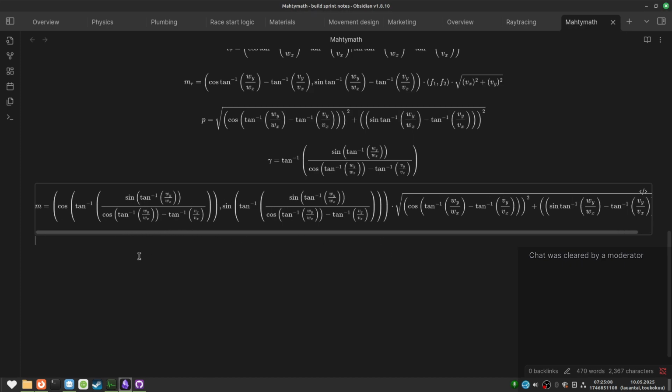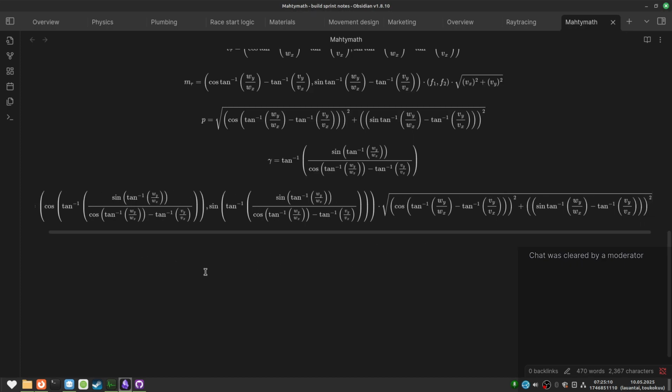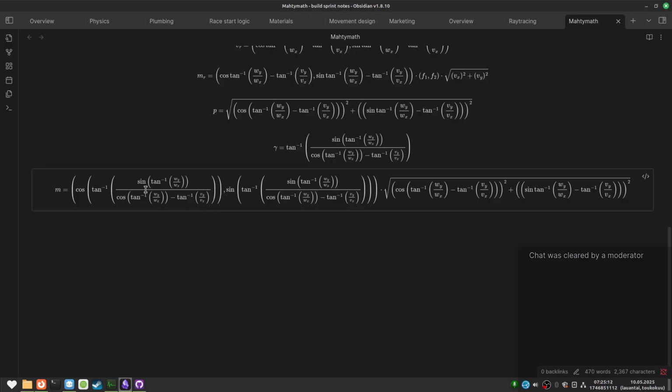Like, this is our rotated movement vector. We just do this. Simply just do this. And then you will apply friction correctly.